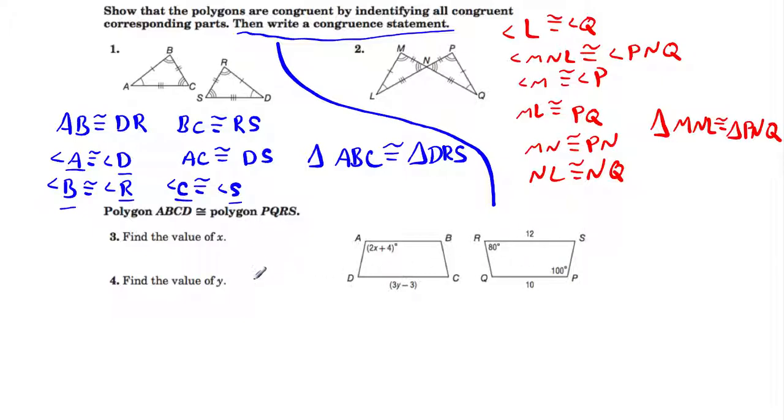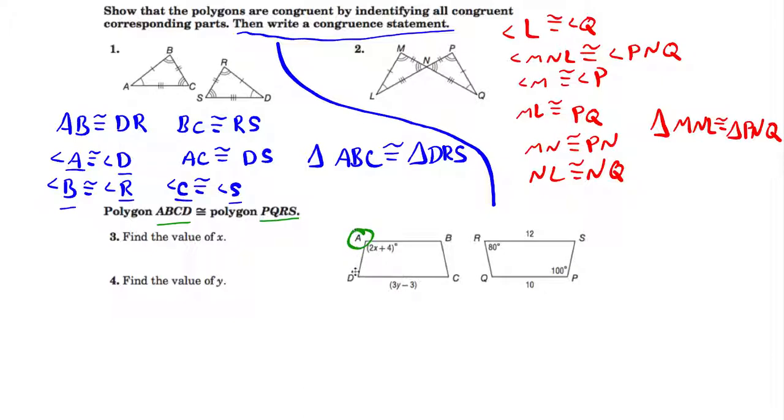All right, then we have polygon ABCD is congruent to polygon PQRS. Now we're mostly dealing with triangles, but this is actually a good problem to take a look at. So here we have find the value of x. Oh, no, sorry, I was thinking of something else with parallel. ABCD, PQRS. This is a good drill in corresponding parts.